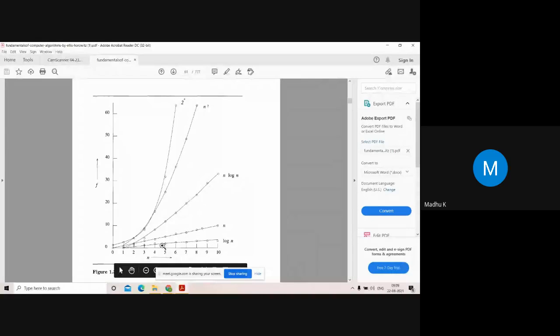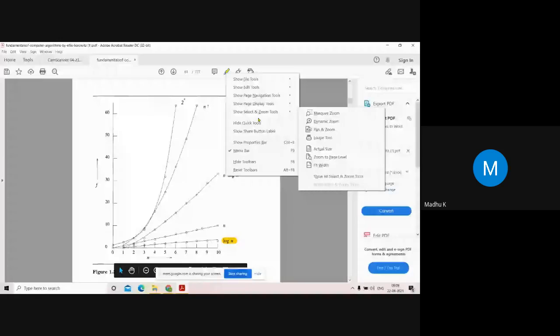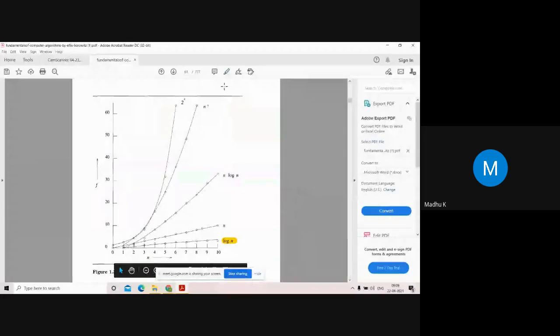So there are some. This is log n. Note this, this is the log n plot. You can view the plot. This is the log n plot. This is the lowest time taking algorithm.